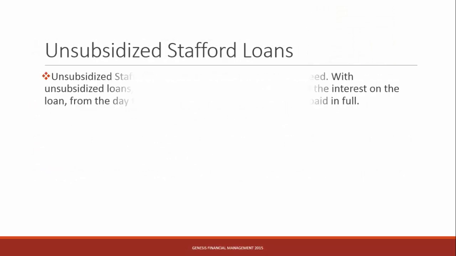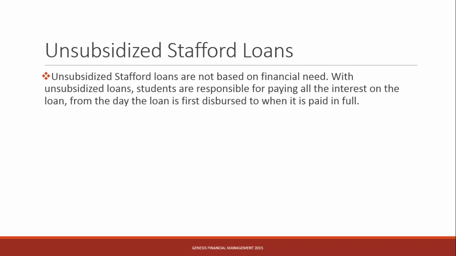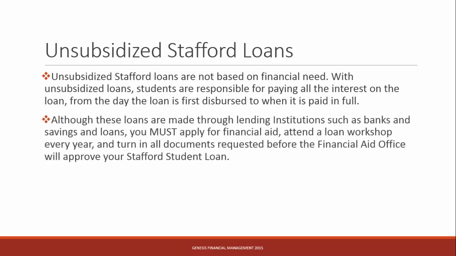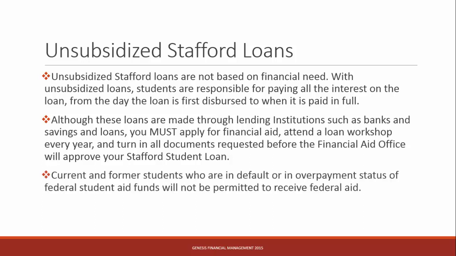Unsubsidized Stafford loans. These loans are not based on financial need. With unsubsidized loans, students are responsible for paying all the interest on the loan from the day the loan is first disbursed to when it is paid in full. Although these loans are made through lending institutions such as banks and savings and loans, you must apply for financial aid, attend a loan workshop every year, and turn in all documents requested before the financial aid office will approve your Stafford student loan. Current and former students who are in default or in overpayment status of federal student aid funds will not be permitted to receive federal aid.